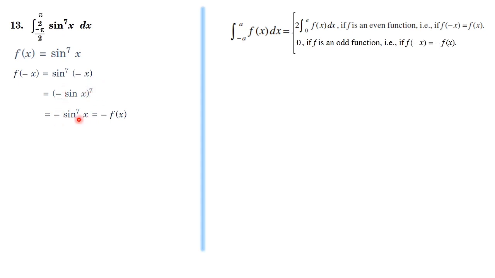So sine power 7x is f of x, then it will be minus f of x. So f of minus x we have got as minus f of x. That means it is an odd function. If it is an odd function, the integral value we can write directly as 0. That means f of x is an odd function of x. Integral minus pi by 2 to pi by 2 sine power 7x dx is equal to 0. Directly we can write the answer.